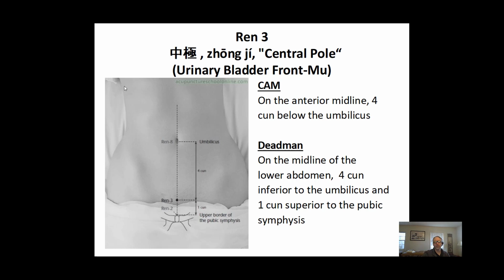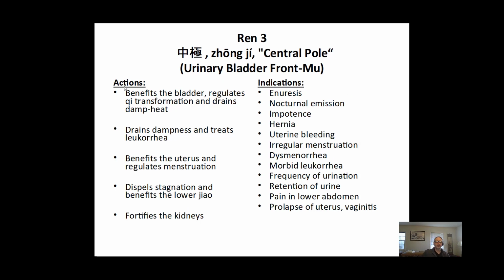It is 1 sun above Ren 2 or 4 sun down from the umbilicus. Benefits the bladder, regulates qi transformation, and drains damp heat. It drains dampness and treats leukorrhea. Benefits the uterus and regulates menstruation. Dispels stagnation and benefits the lower jiao.